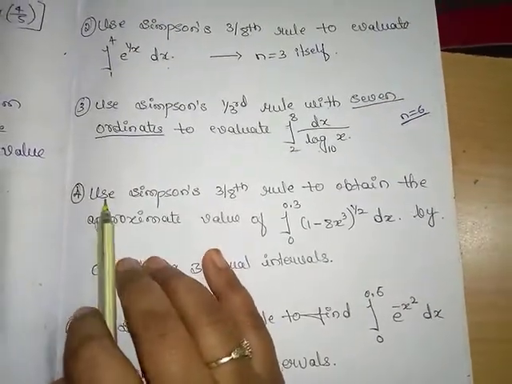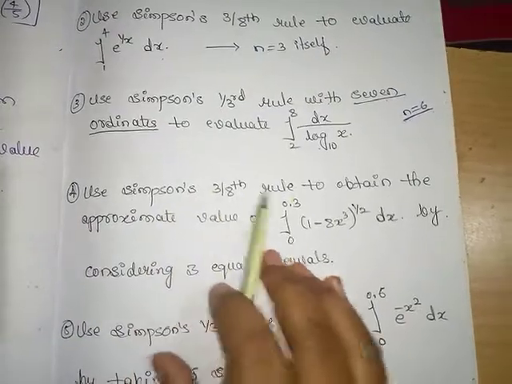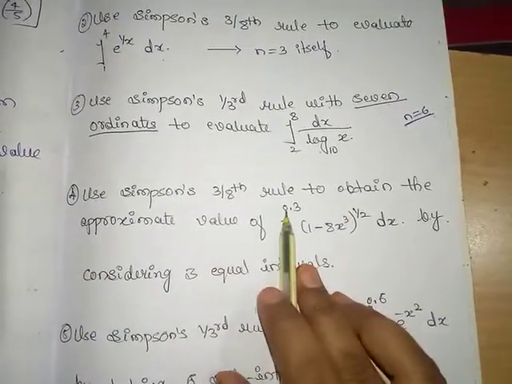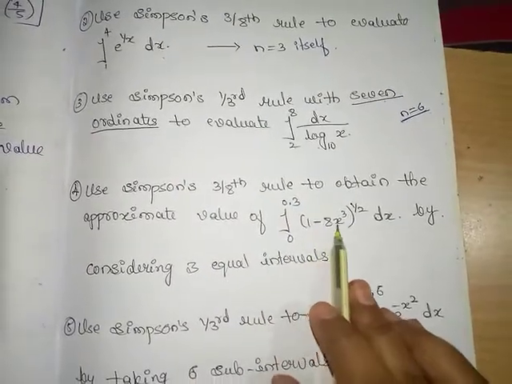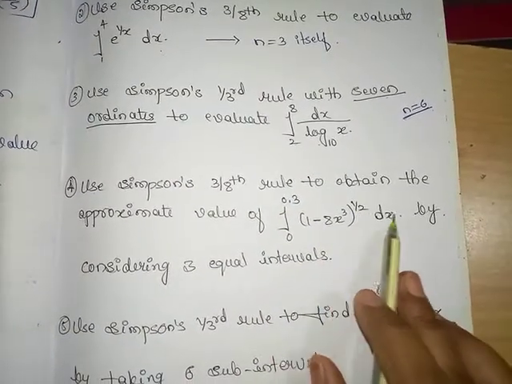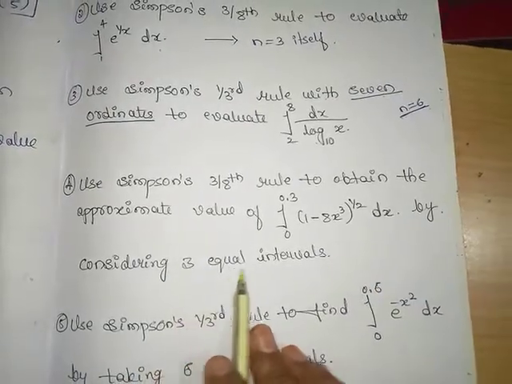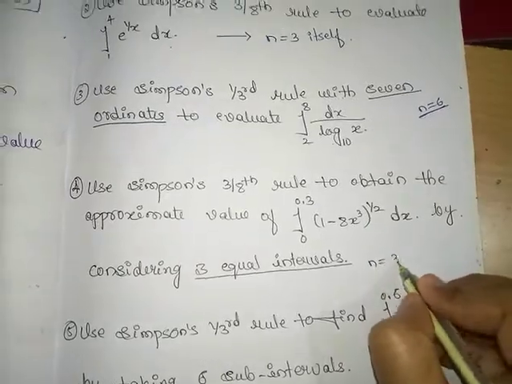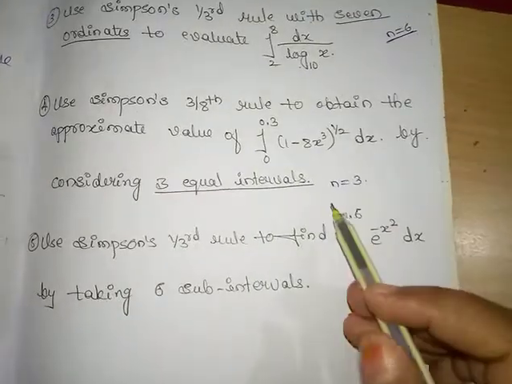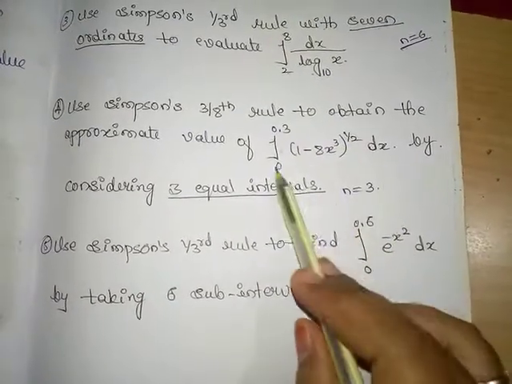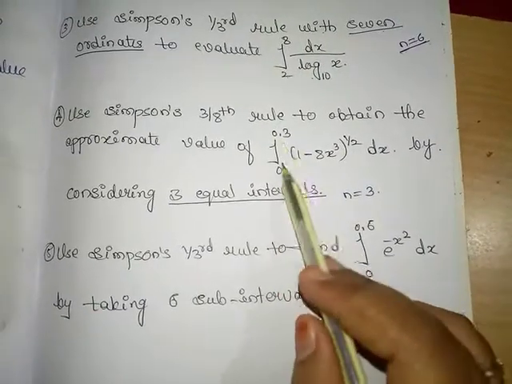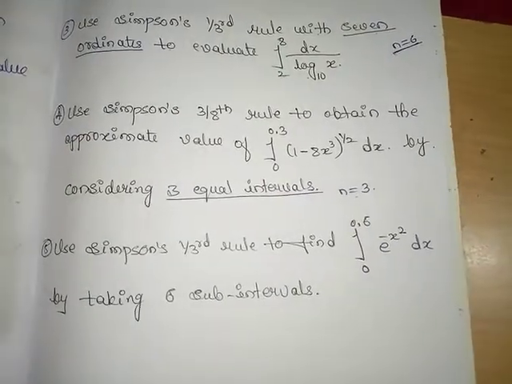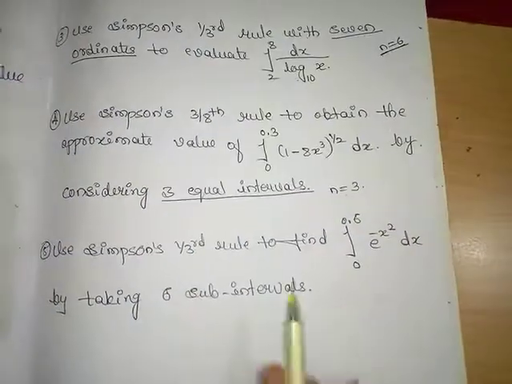Next, use Simpson's 3/8 rule to obtain the approximate value of the integration from 0 to 0.3 of (1 minus 8x cubed) whole raised to 1 by 2 dx, by considering 3 equal intervals. 3 equal intervals means n is equal to 3. Here a value is 0, b value is 0.3. Find h as 0.3 minus 0 divided by 3 and go for Simpson's 3/8 rule.